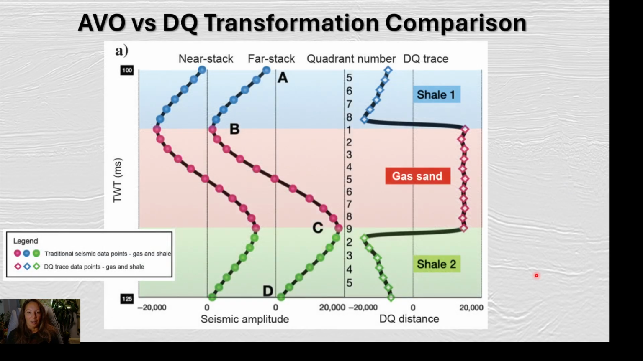And to show an example of how this looks compared to AVO, in this case I'm showing just a wiggle of the near stack and then the far stack. Okay, so these circles, we've got a gas sand in the middle.